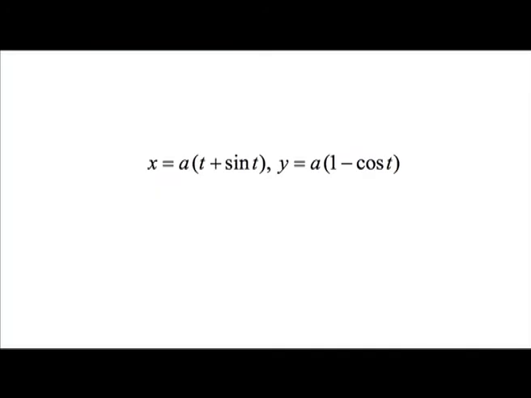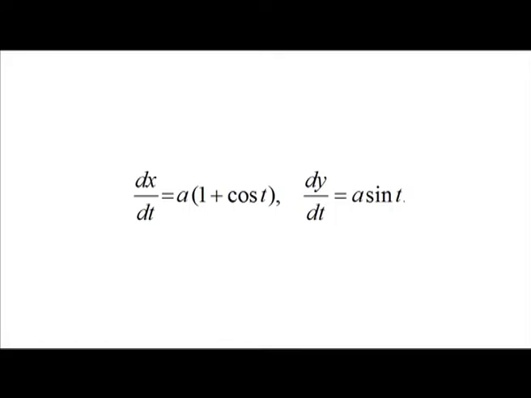As an example, for the cycloid x is equal to a times (t plus sin t) and y is equal to a times (1 minus cos t), we are going to prove that radius of curvature at a point t is rho of t is equal to 4a times cos (1 by 2 t). Differentiating with respect to t, each of the parametric equations gives dx by dt is equal to a times (1 plus cos t) and dy by dt is equal to a times sin t.